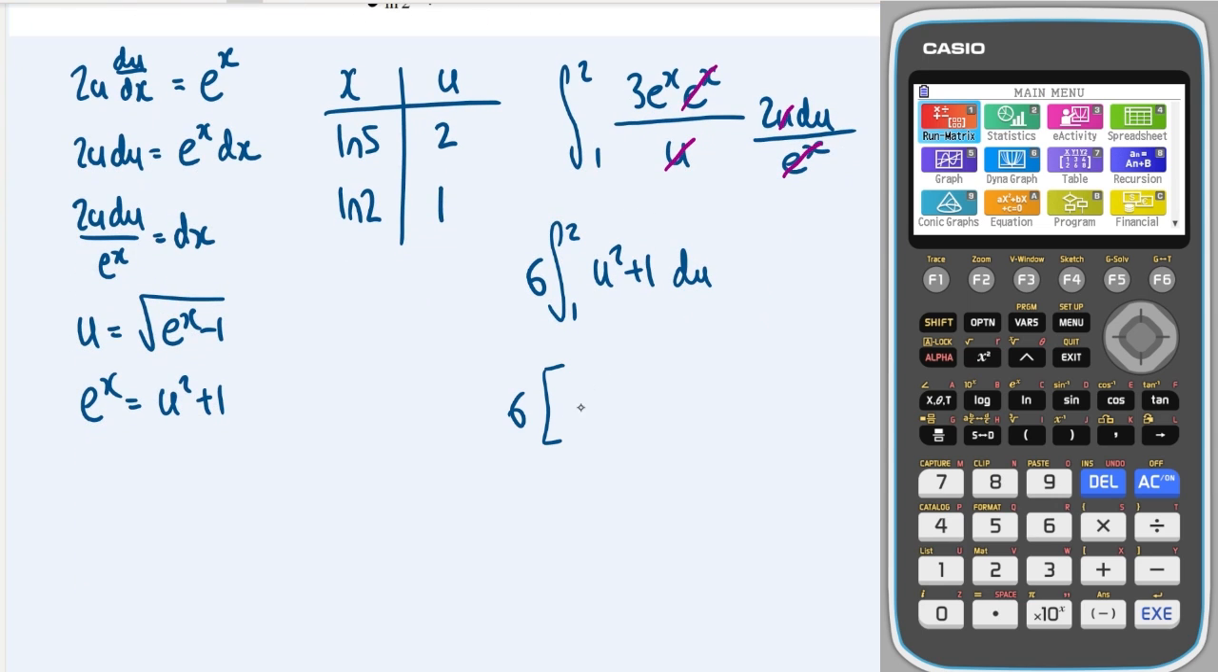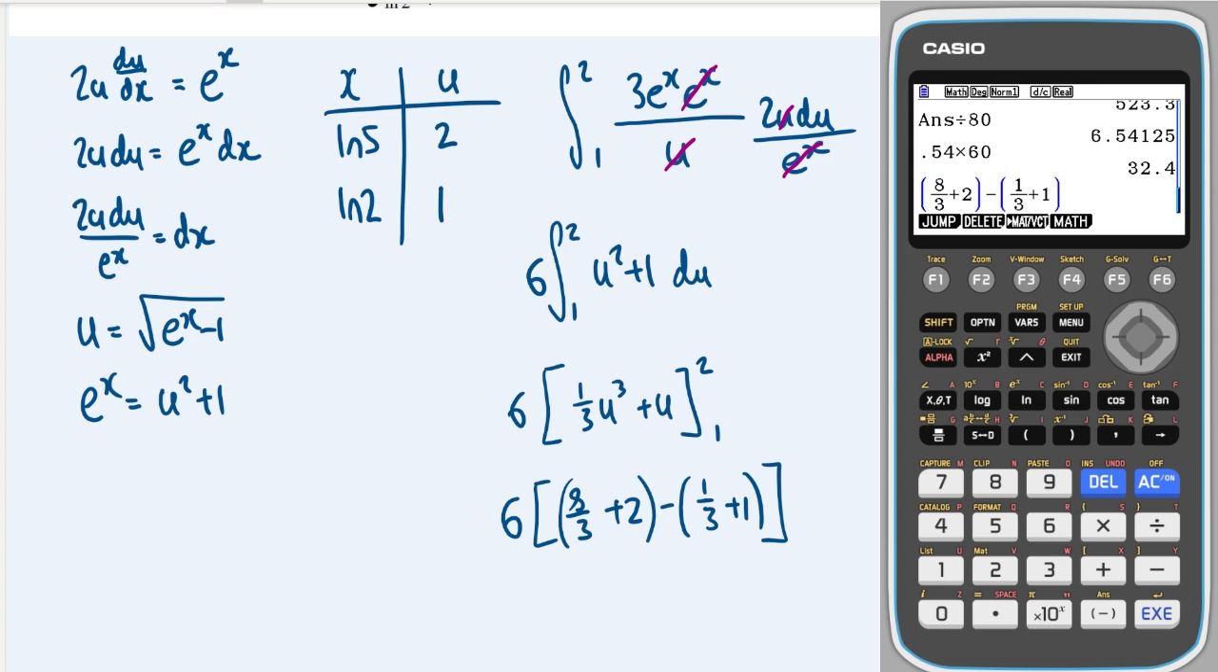So let's just integrate that. Up the power and divide by the new power, and that's between 2 and 1. Subbing in, we're going to get 2 cubed, that makes 8, so 8 over 3, plus 2, minus, sub in 1, 1/3 plus 1. I'll put that into my calculator, press execute, and then multiply that all by 6 to get an answer of 20. Bosh.